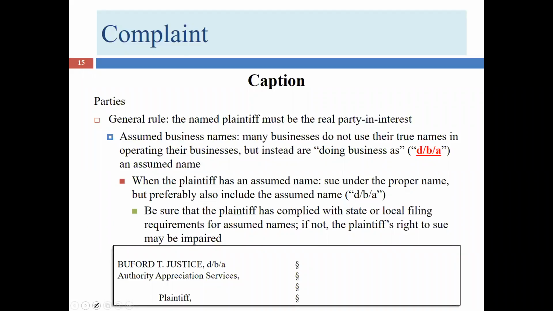Okay, so we also could have situations where a business uses that DBA or that doing business as name. And again, we have another example. Buford T. Justice has an entity that is the Authority Appreciation Services. That's a DBA name. As you can see, it's not a corporation or anything like that. Technically, you don't have to list that in your caption, but it's a good idea. It's certainly a typical way of listing that information.